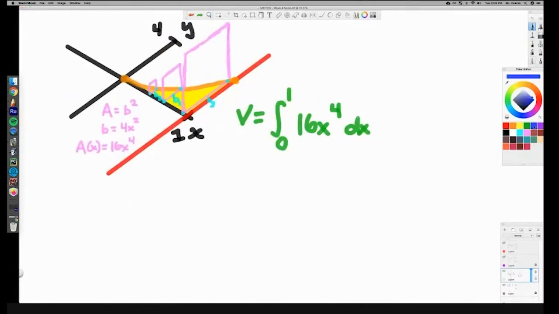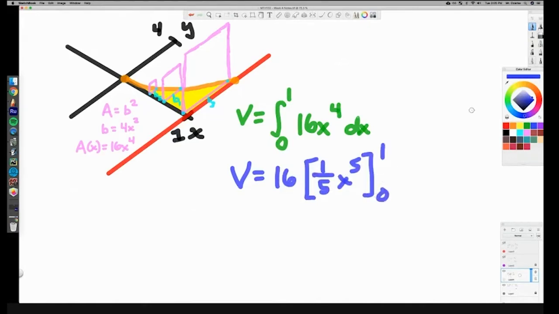The rest of it is a very, very basic antiderivative. You just use the power rule. I'm going to pull the 16 out, and you have 1/5 x to the 5th, integrating from 0 to 1. Now 0 is awesome because when you plug that in, you just get 0. So you just have to plug the 1 in. You're going to get 16 over 5 minus 0. 16 over 5 is the answer. We should check that though, just in case. Did anyone get 16 over 5? Yep, I got it too.